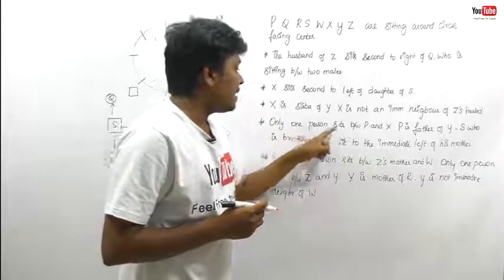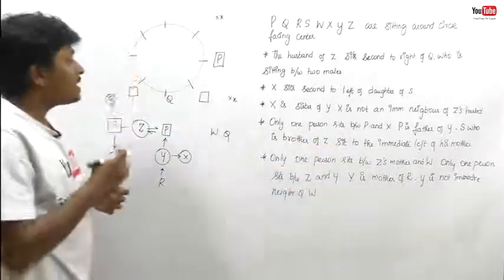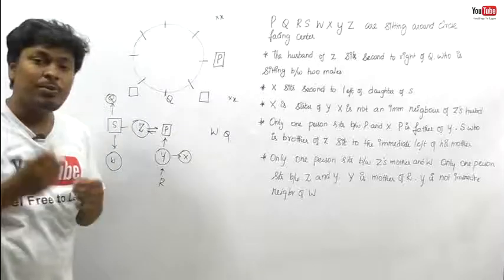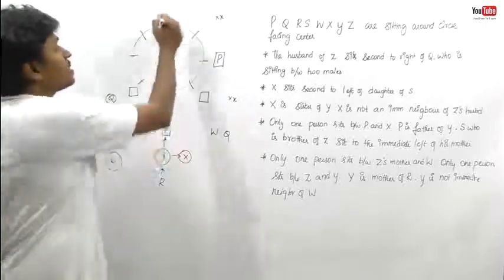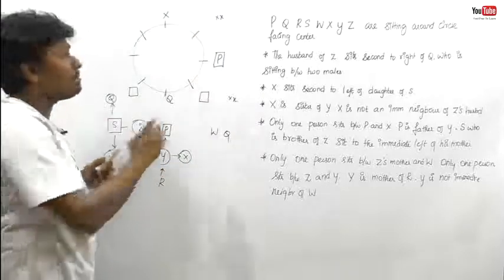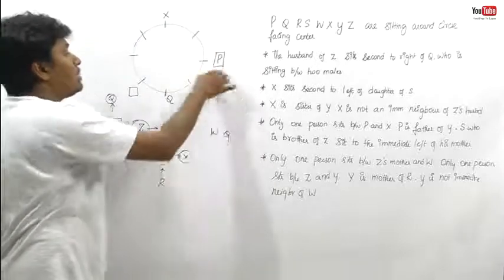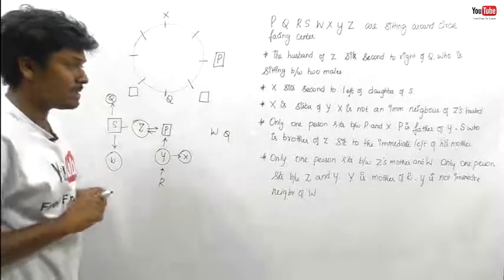Only one person sits between P and X. They have said that between P and X there is only one person sitting. So if only one person is sitting, definitely X can't be placed here. So only one possible chance, X should be placed here, right? Between P and X there is a gap of one person.